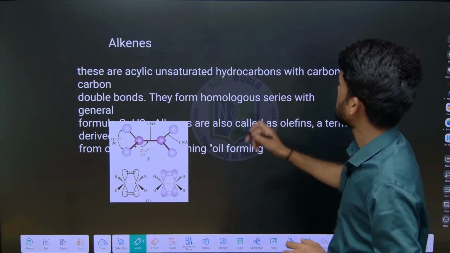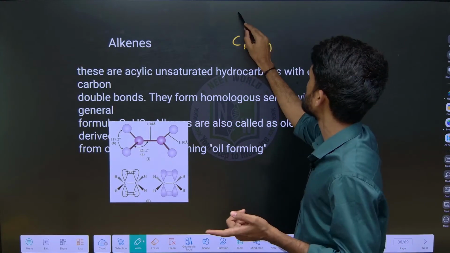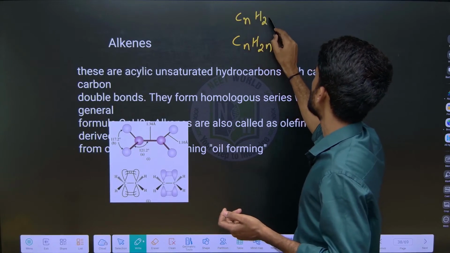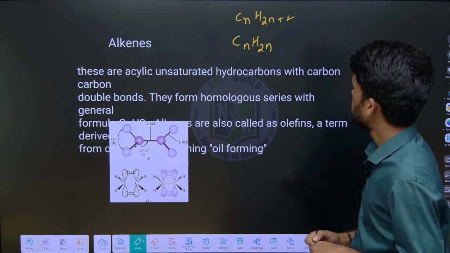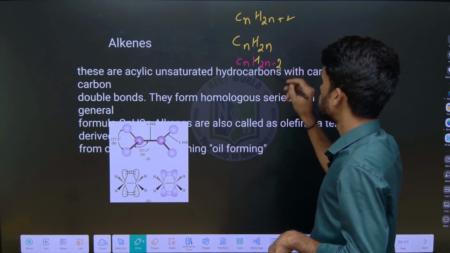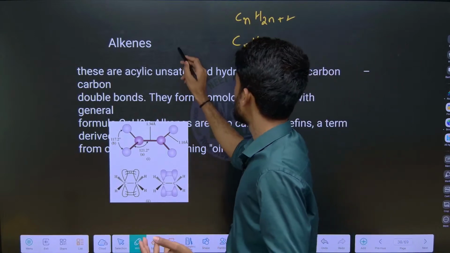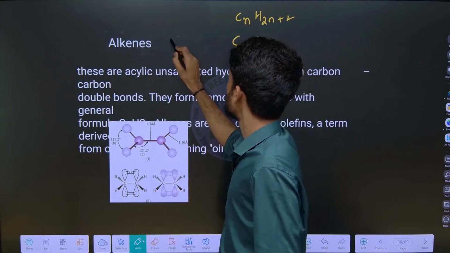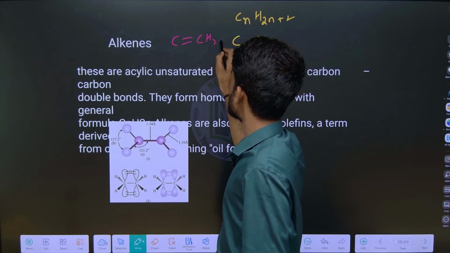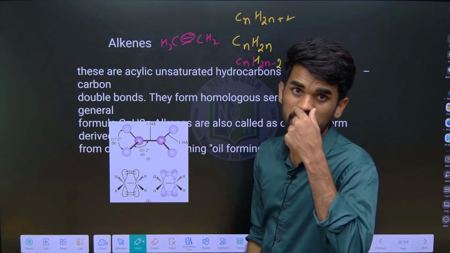Okay, what is the general formula of these alkenes? CnH2n. For alkanes, CnH2n plus 2. Okay, so for alkynes it will be CnH2n minus 2. Okay, the degree of unsaturation. What do we mean by degree of unsaturation? It is the number of pi bonds, na? So here we are writing like this, na, for the simplest alkene. Here one pi bond is there, na? So we can say 1 degree of unsaturation.